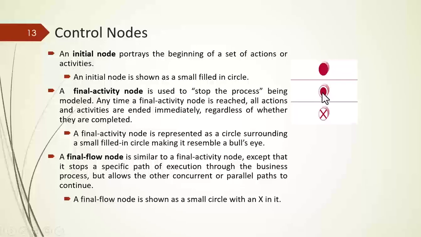Anytime the final activity node is reached, all actions and activities are ended immediately, regardless of whether they are completed or not. The final activity node is represented as a circle surrounding a small filled circle, making it resemble a bull's eye. A final flow node is similar to a final activity node, except that it stops a specific path of execution through a business process. This means you cannot proceed further. This is finishing and this is stop, but it allows the other concurrent or parallel paths to continue. So this is used to stop a particular action or activity. A final flow node is shown as a small circle with an X inside.